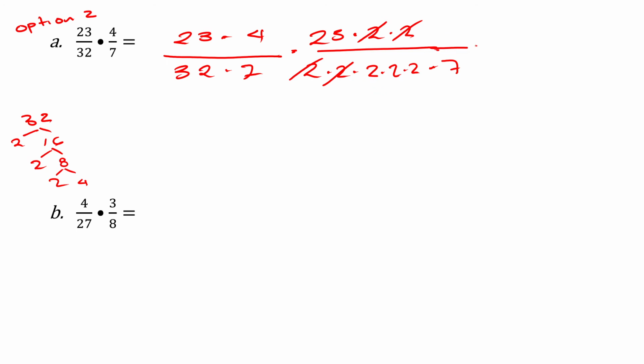Now we simply multiply across. 23. 2 times 2 is 4 times 2 is 8. So 8 times 7, anyone? 56. Good job. Now, give yourself a round of applause if you got 23 over 56. It doesn't matter if you did option 2 or option 3, as long as your answer is 23 over 56.